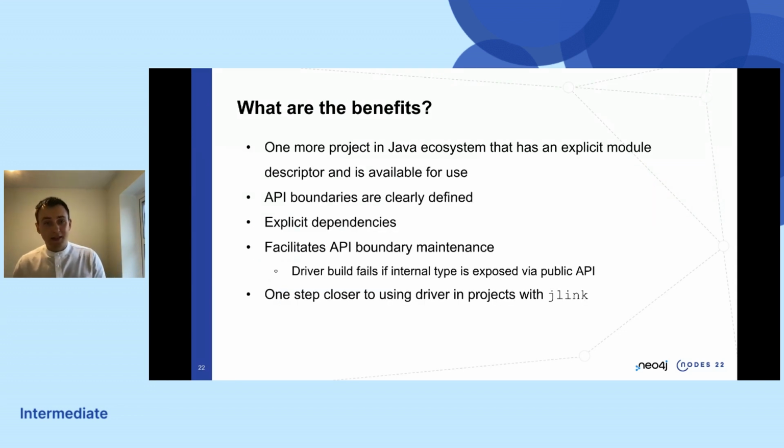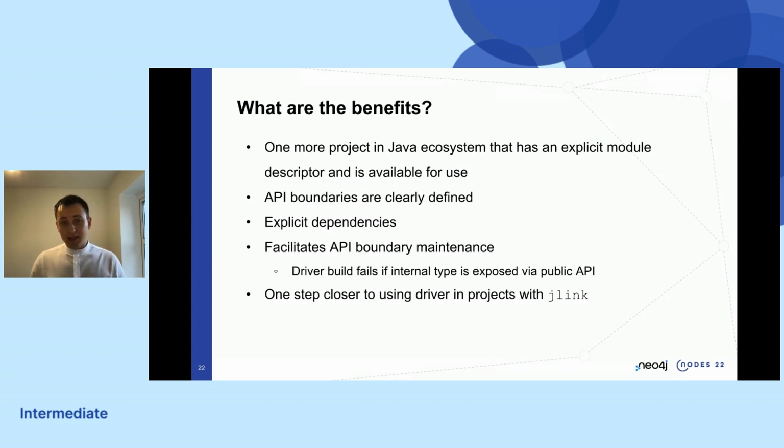So when it comes to benefits, I think one of the big benefits is that this is one more project in the Java ecosystem that has an explicit module descriptor and is available for use immediately. The API boundaries are clearly defined, so you no longer have to rely on implicit package names like internal, but there is actually a very clear list of packages that are considered to be public. Obviously, the module descriptor defines explicit dependencies on other modules. And again, it can be recognized by the compiler, the runtime, and it can be used for optimization as well.